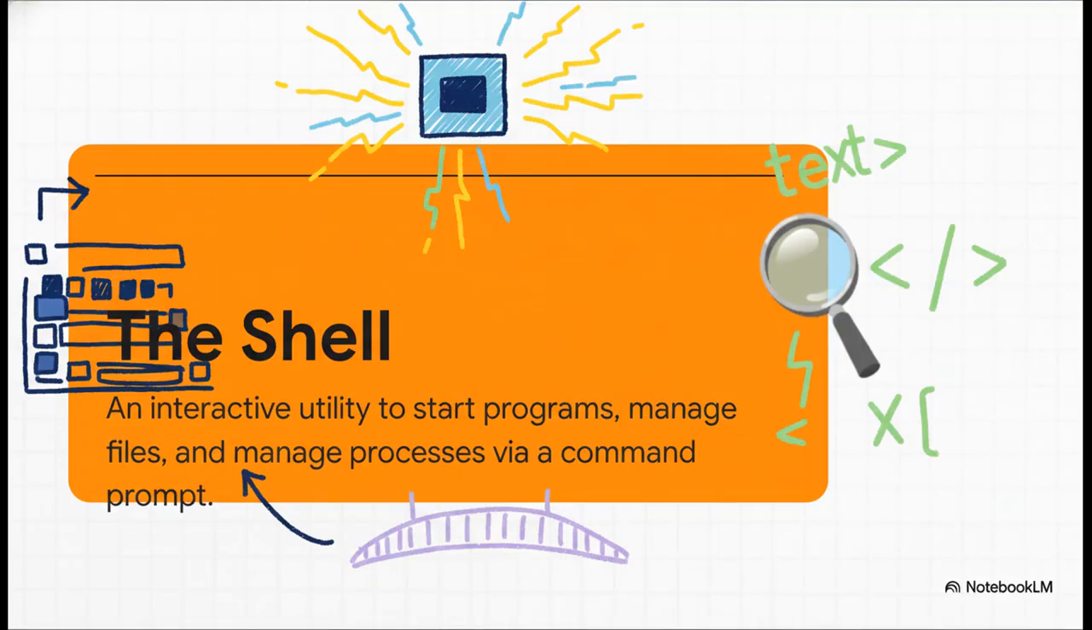So how do we get into this world of text? We need a guide, a translator really, and that translator is called the shell. Think of it like this. The shell is the program that gives you that blinking cursor, that command prompt. You type something in, and the shell's job is to figure out what you mean and tell the computer's core, the kernel, exactly what to do. It's our personal bridge to all that power.